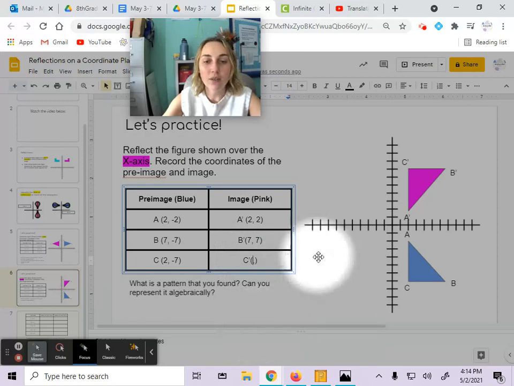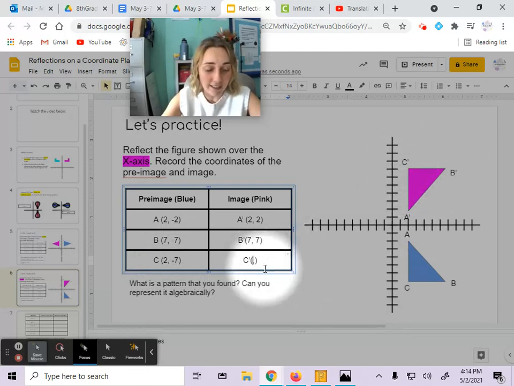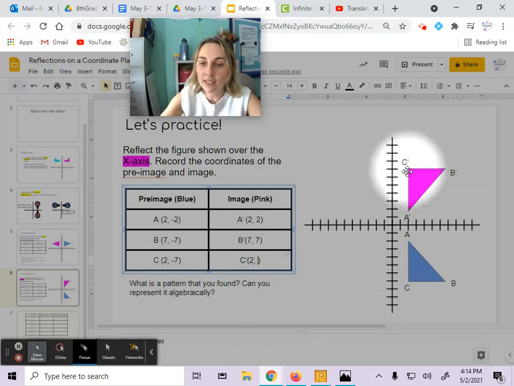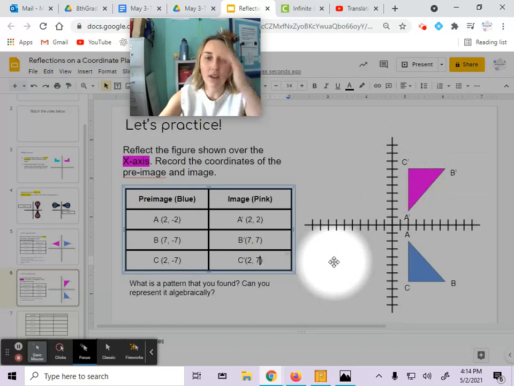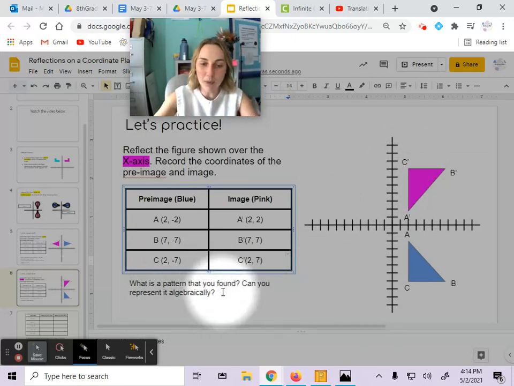And according to this, our C prime should be positive 2 and then positive 7. So let's check. On the x-axis, again, yeah, it's at positive 2. And on the y-axis, it is at 1, 2, 3, 4, 5, 6, 7, positive 7. So we are good. So it says, what is the pattern we found?